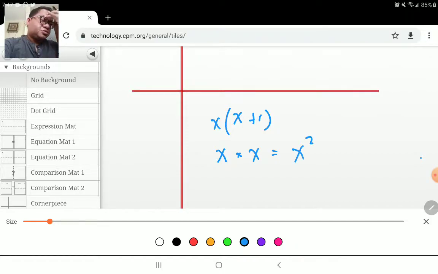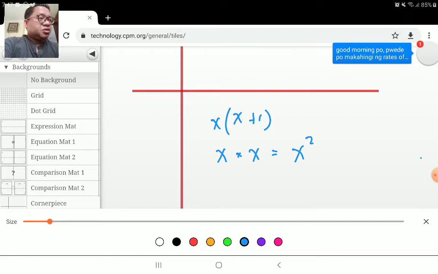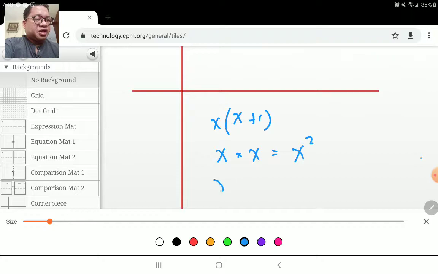And then you have also x plus 2 times x minus 2, for example. So we have learned all of this before. But this time, what does it really mean? So we are going to use algebra tiles to represent all of this.